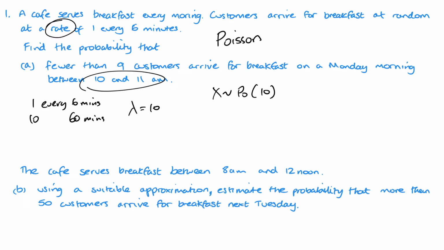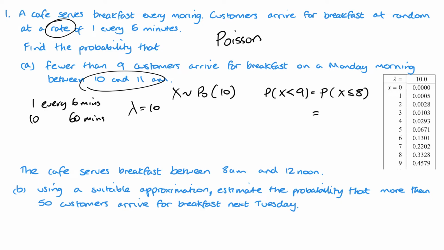So we want to find fewer than 9. So we're looking at the probability that X is less than 9. And that's the probability that X is less than or equal to 8. So this should be nice and easy, very straightforward one. Less than or equal to 8, value of lambda is 10. We can look this straight up in our tables. And here we can see it is 0.3328.